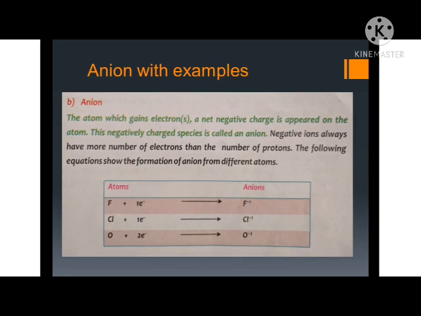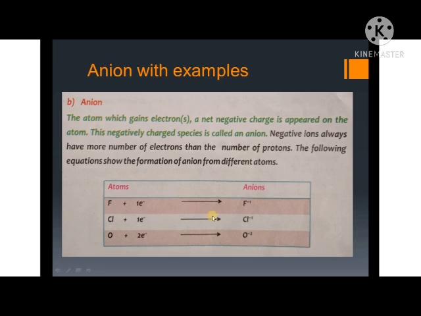This is the introduction of anion. The atom which gains electrons is negatively charged. The negatively charged species is called anion. This is obtained by gaining one electron. This chlorine gains one electron and becomes negative one charge. The oxygen gains two electrons, and that's why it's -2 charge.